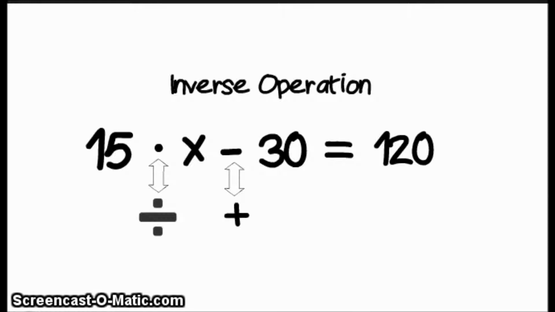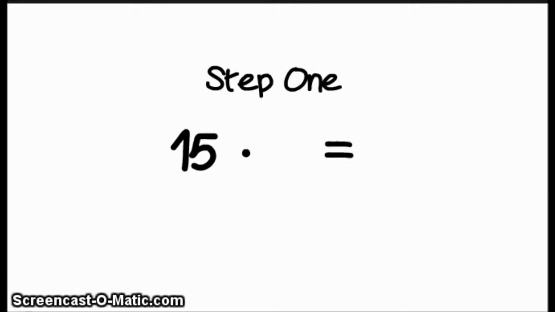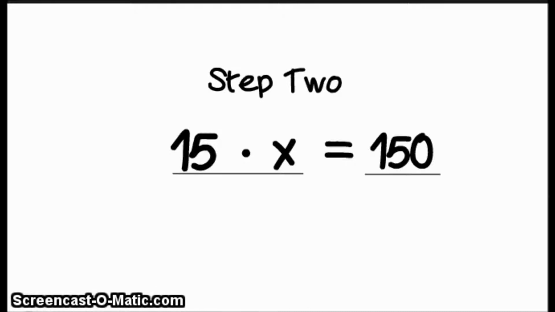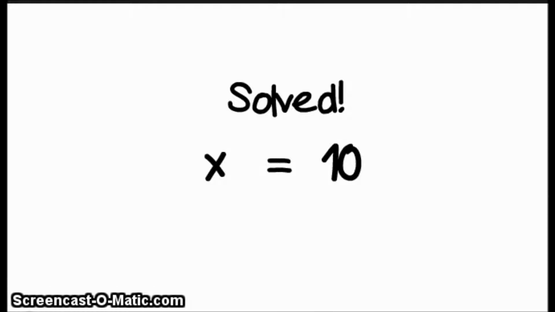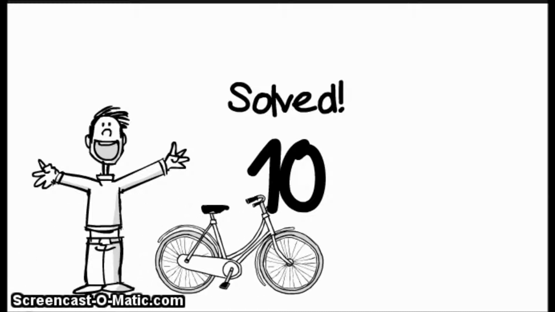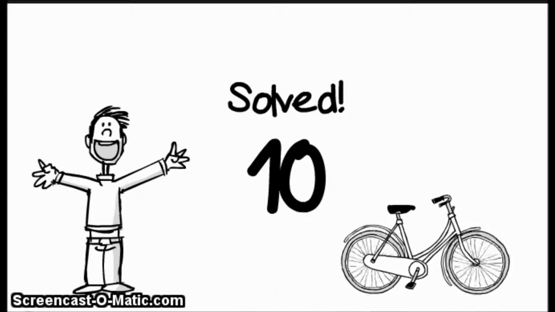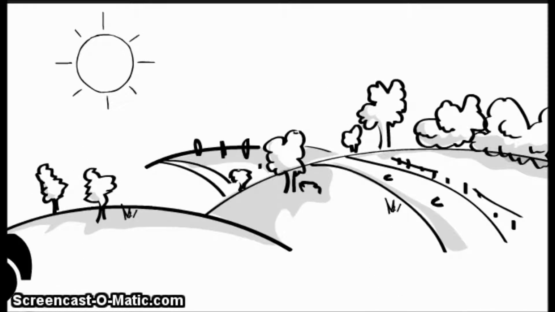Let's start by adding. We'll add the $30 to both sides. This will give us 15 times x equals 150. Now, let's divide both sides by 15. This will give us x equals 10. Great! Marley needs to mow 10 of his neighbor's lawns in order to buy his 10-speed bicycle. That's a lot of lawns. Better get mowing, Marley.